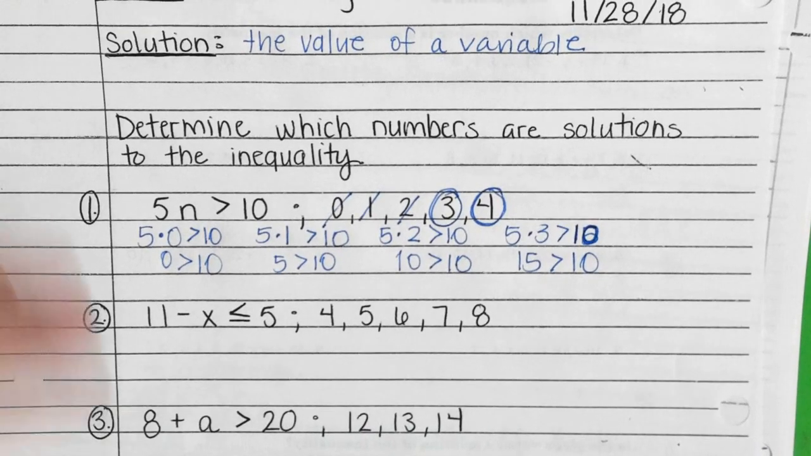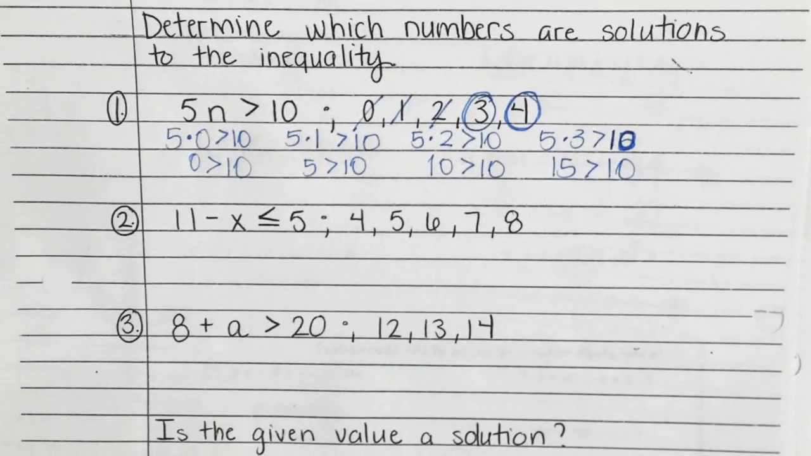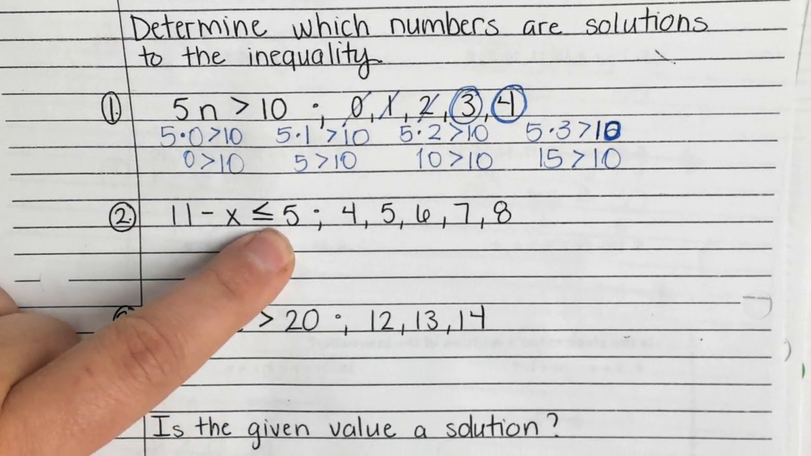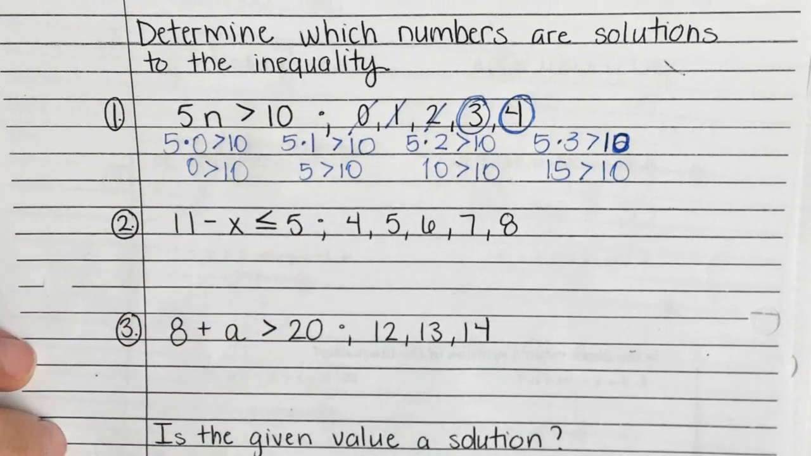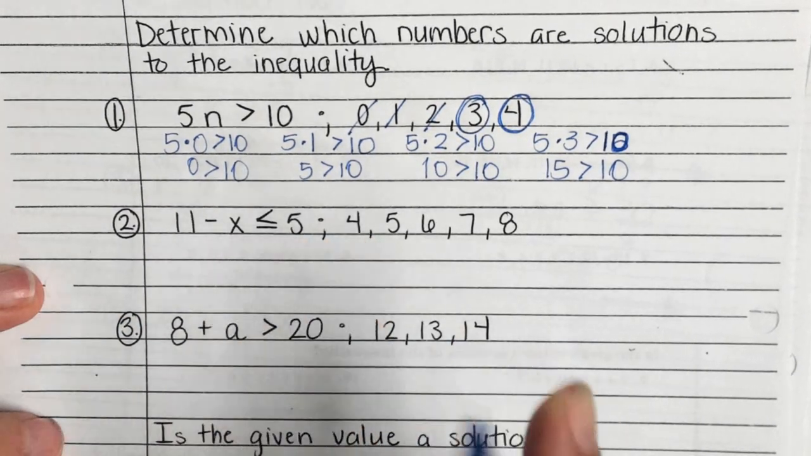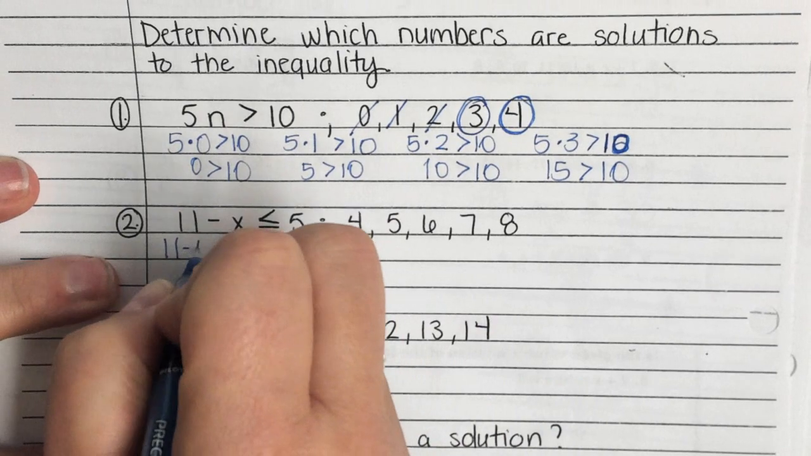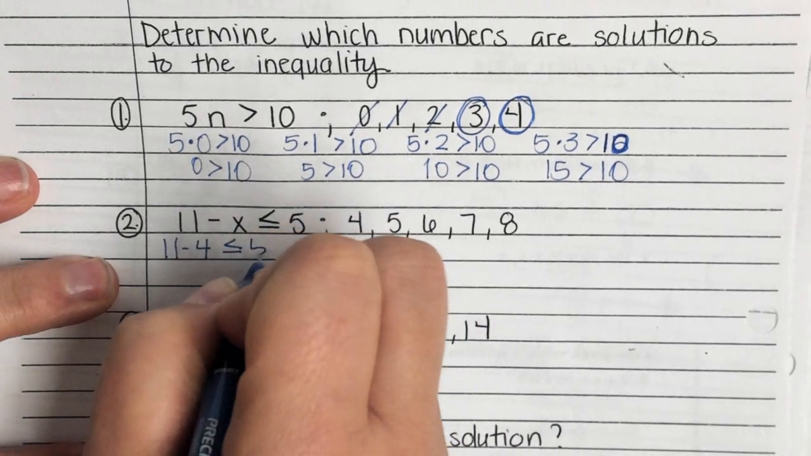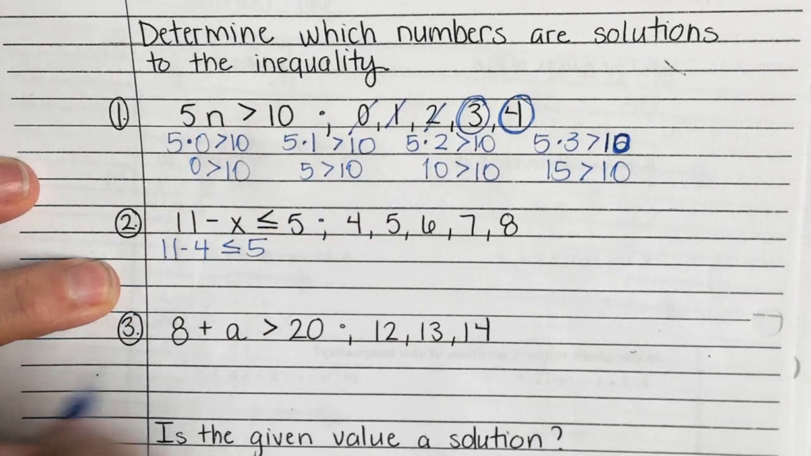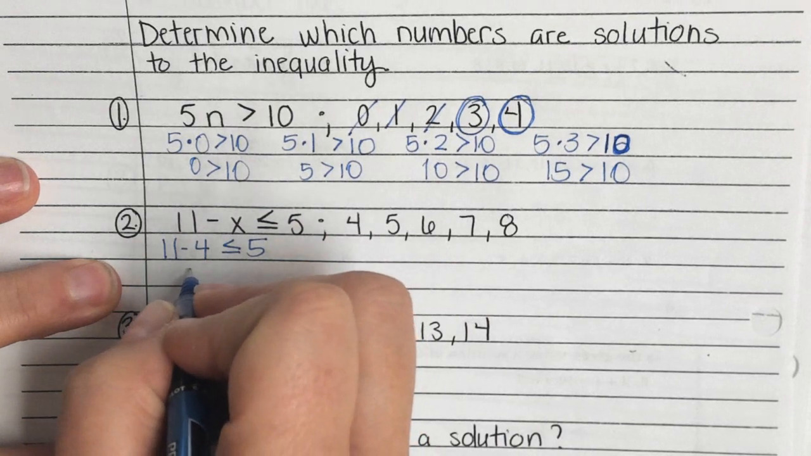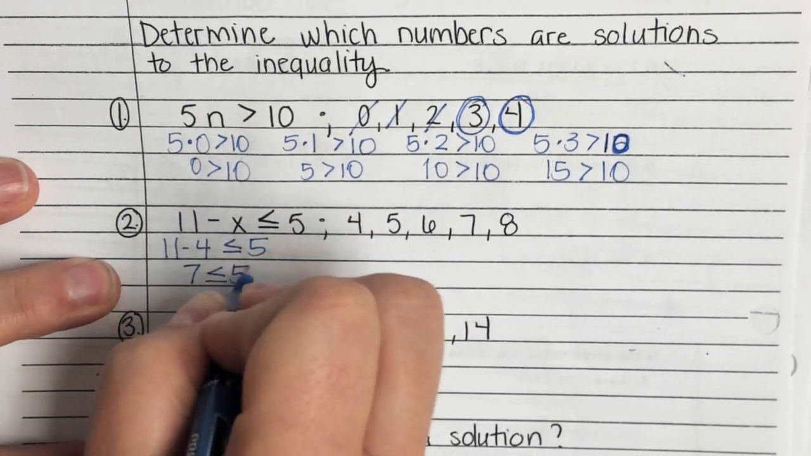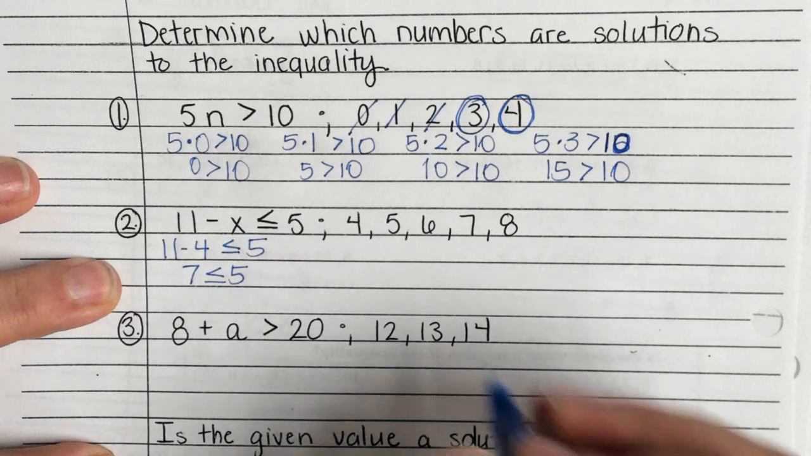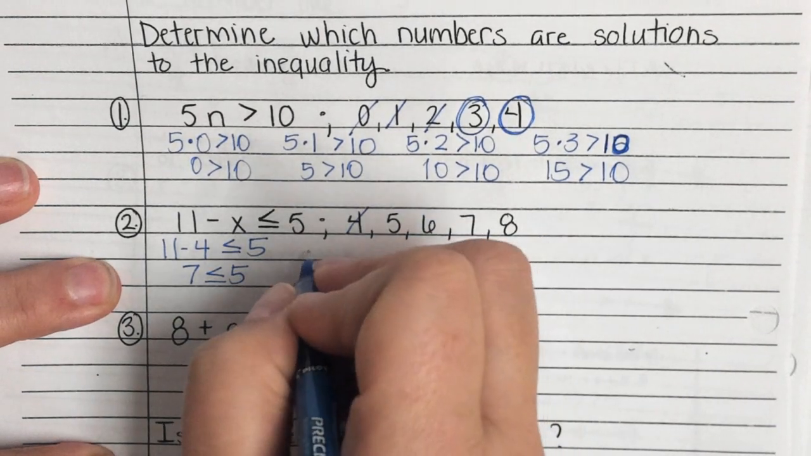All right, let's try the next one. We've got 11 minus x is less than or equal to 5. My first solution possibility is 4. So if we do 11 minus 4 is less than or equal to 5. What's 11 minus 4? 7. Is 7 less than or equal to 5? Nope. Okay, let's move on.